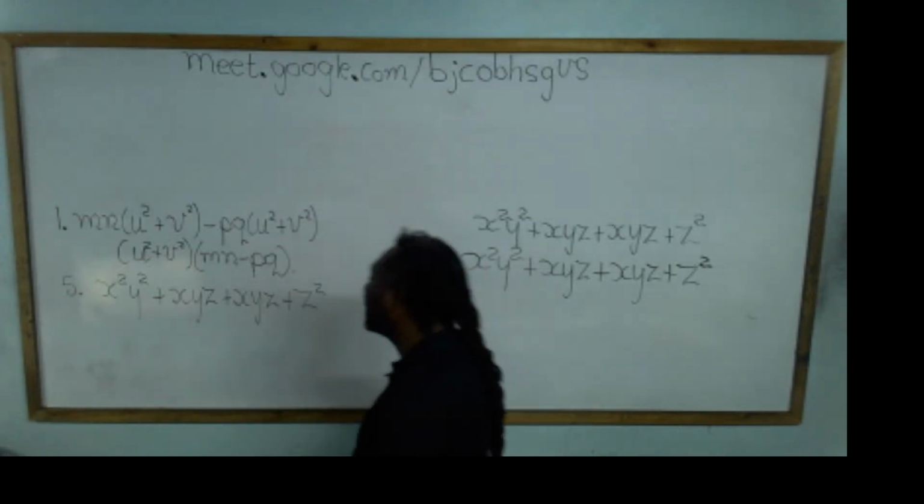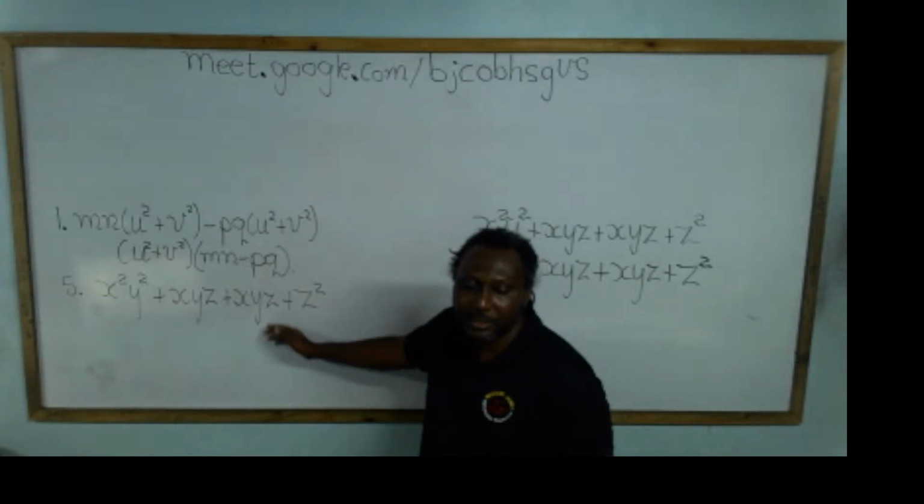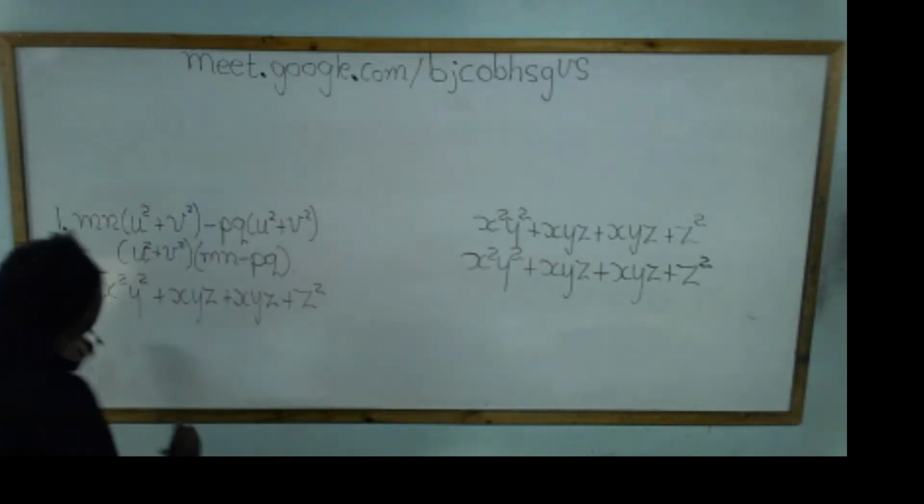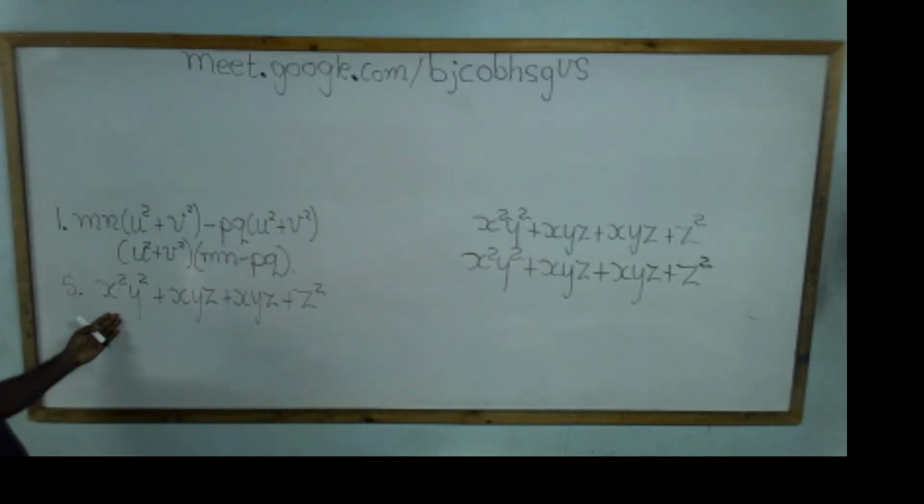Okay, so let's continue. What's common in these two? We can clearly see that in the first two, we have x squared, y squared, and we have xyz. So the xy is common. And what do we say? x into x squared is x, and y into y squared is y. What next? xy into xyz: the xy will cancel the xy, only the z will remain.